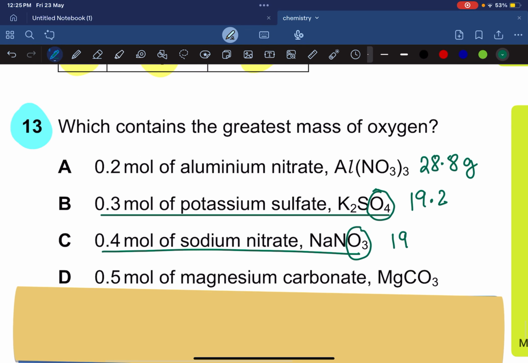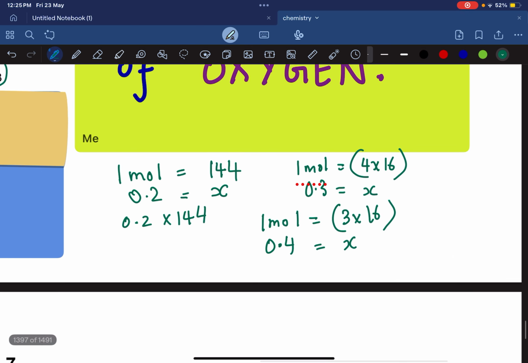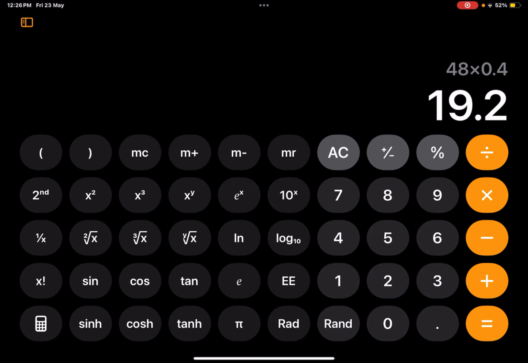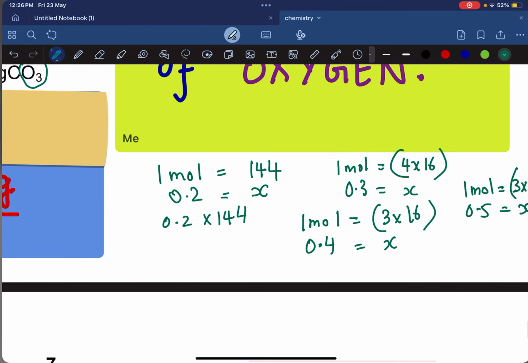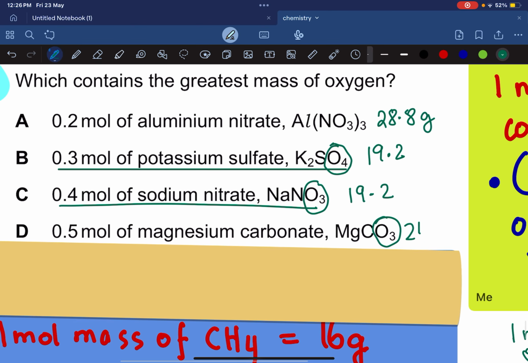It's also 19.2. And 0.5 mole of magnesium carbonate. So 1 mole of magnesium carbonate has 3 oxygens. So again, a simple working: 1 mole has 3 times 16. So how many is going to be in 0.5 moles? That's going to be x. Let's find the value of x, which is going to be 3 times 16 times 0.5. That's going to be 24. So we have 24 grams over here.